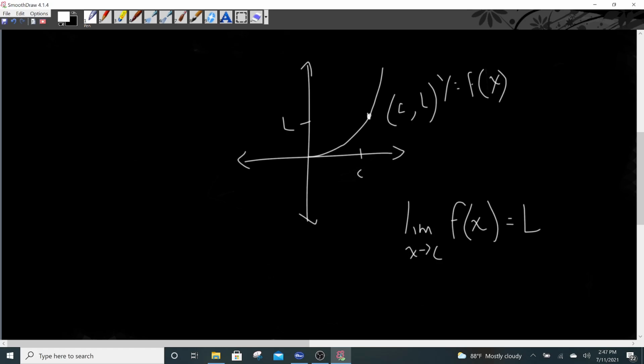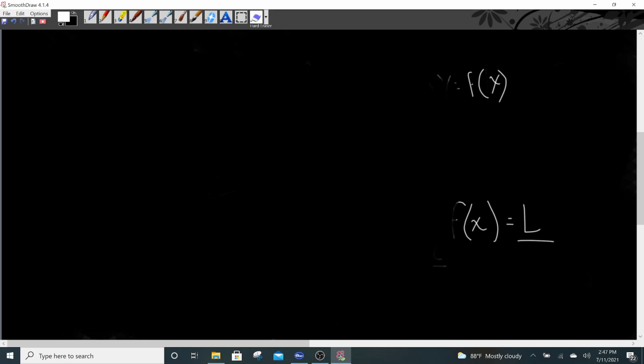I hope most of what happened made sense. As x approaches the value right there, y approaches the value there, both from the left and from the right, it approaches their respective values. So maybe marinate on that a little bit.